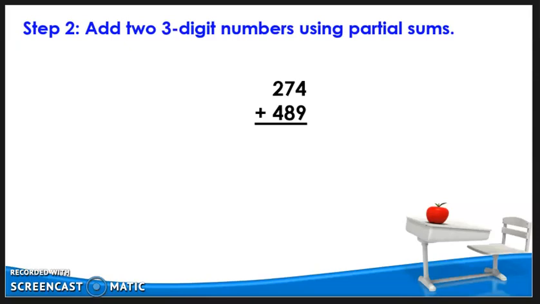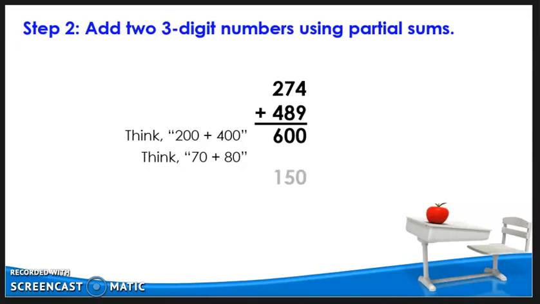In the example shown, a student would think 200 plus 400 is 600. They then record the 600. They mentally add the tens, thinking 70 plus 80 is 150, and they record 150. When adding the ones, the student thinks 4 plus 9 is 13, and they record 13. Finally, students add all of the partial sums together to find the total sum of 763.